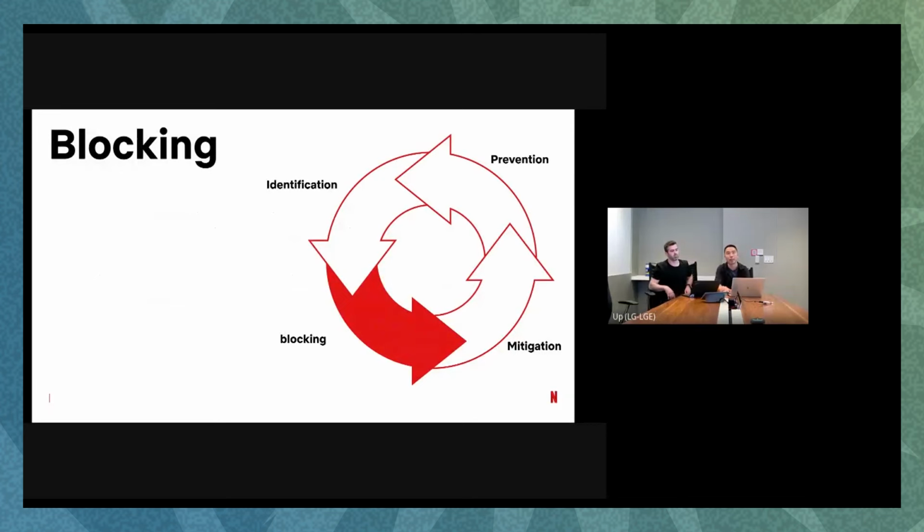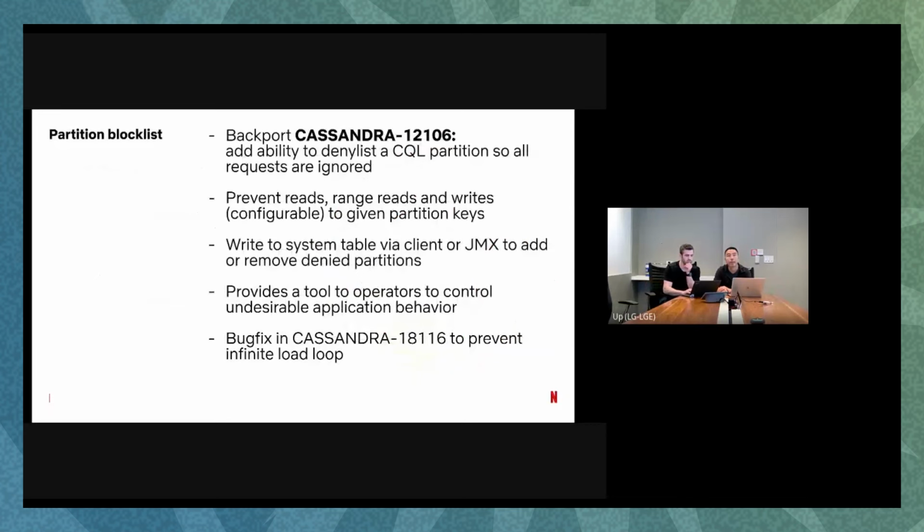Okay, now let's talk about the blocking techniques we're going to use. Now we got a list of bad partition keys we need to block and mitigate. For the partition block, we backport the OSS feature called block list, which is also deny list, which is Cassandra 12106, which adds the ability to deny list a CQL partition. So all the requests are going to be ignored.